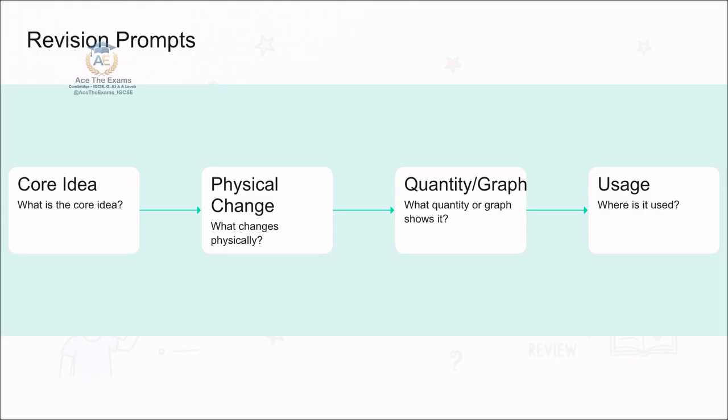And here they are. These are the 4 specific revision prompts. I want you to write these down right now. Number 1, what is the core idea? Number 2, what changes physically? Number 3, what quantity or graph shows it? And number 4, where is it used? I am telling you, if you use these 4 prompts aloud for literally any system of units you study, I guarantee your grasp on the material will become totally secure. You will walk into that exam feeling unstoppable.